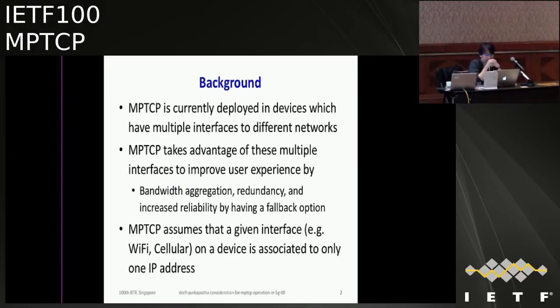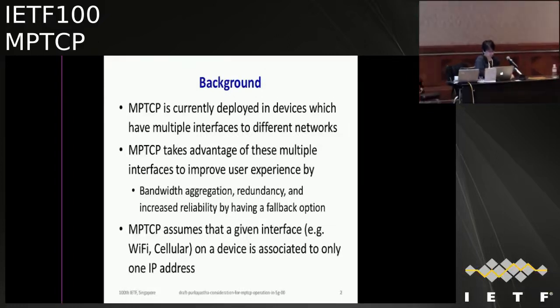So I think everyone here is of course the experts on Mptcp. So basically the basic idea obviously is if you have multiple interfaces, meaning practically speaking Wi-Fi and cellular most of the time, it's trying to do bandwidth aggregation, redundancy, reliability across these different interfaces. But our understanding is that it assumes you have one IP address per Wi-Fi or per cellular, which is fine because that's the way it works today.